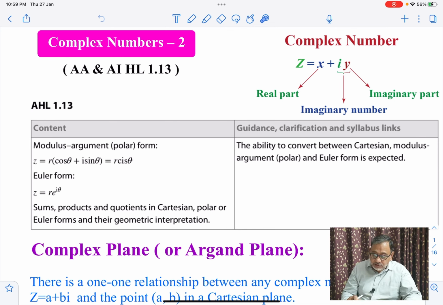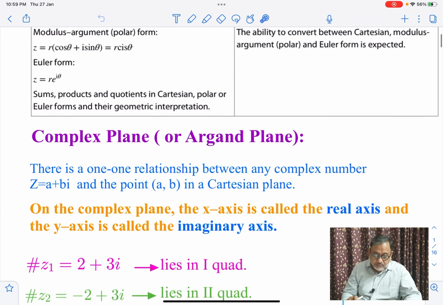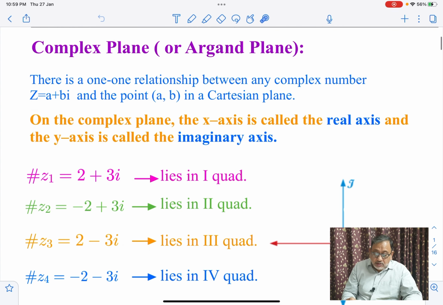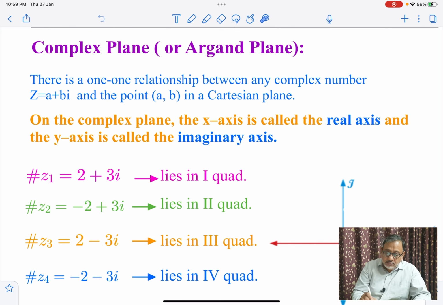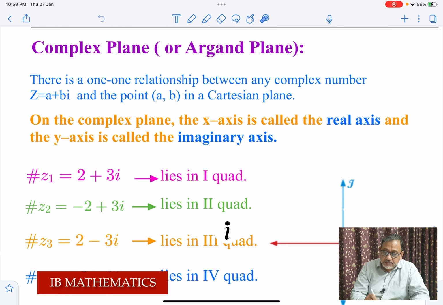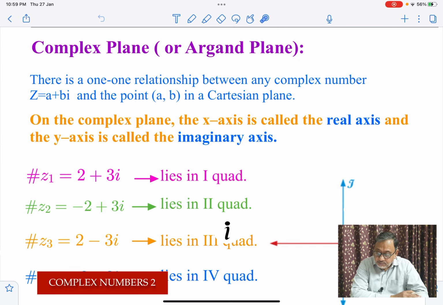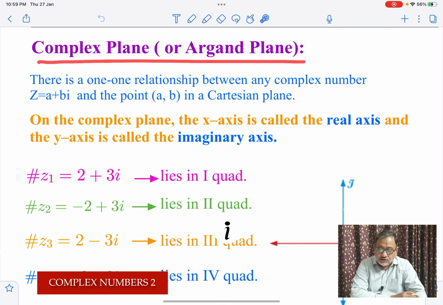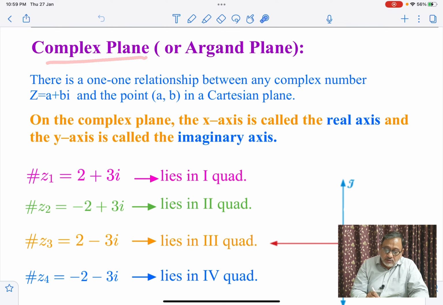You already know what is a complex number, right? So, how to represent a complex number in a complex plane, that we are going to study today. That complex plane is also called the Argand plane or Argand diagram. Some books write it like that. So there is a one-to-one relationship between any complex number z equals a plus bi and the point (a, b).